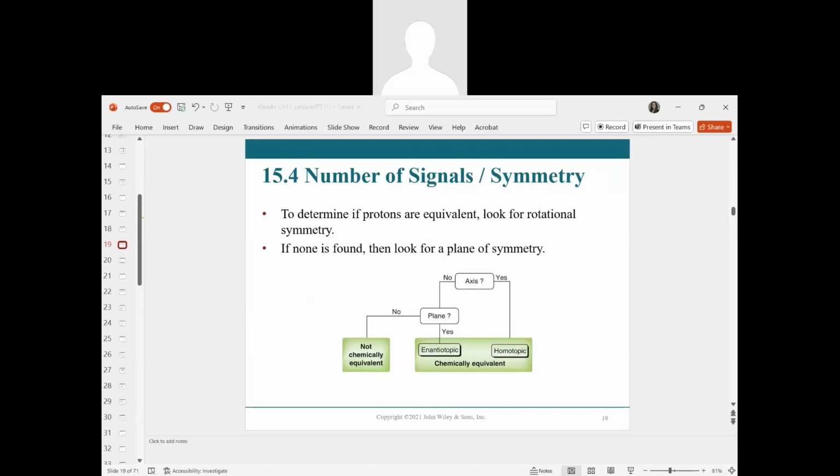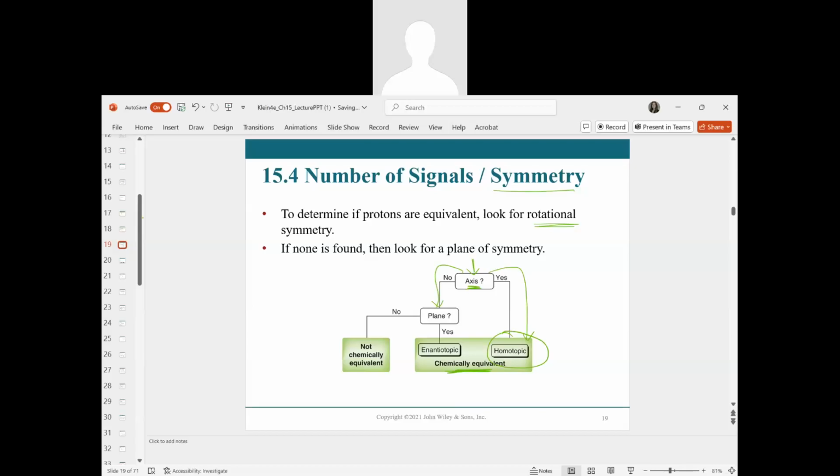So we want to, again, determine the number of signals based on symmetry. To determine if our protons are equivalent, first we would look for rotational symmetry. So we'll start up here and say, okay, is there an axis of symmetry? If yes, then we would say that we have homotopic protons, which are chemically equivalent and would produce one signal.